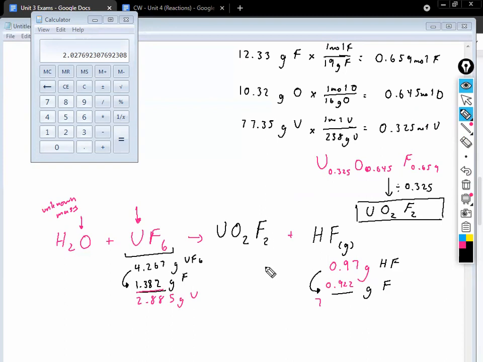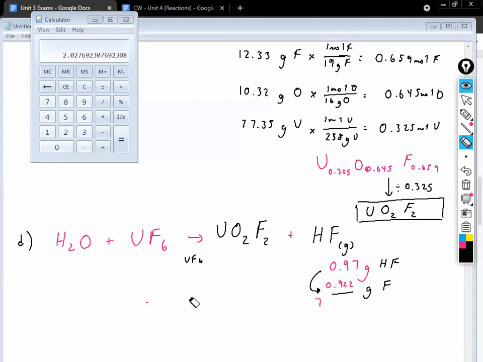Okay, congratulations, guys, that's it. And so this is actually going to be the answer for part D. All you have to do is balance it now, okay? I'm not going to go over the balancing just because I think you guys can do that part on your own, but I will give you guys the coefficients.